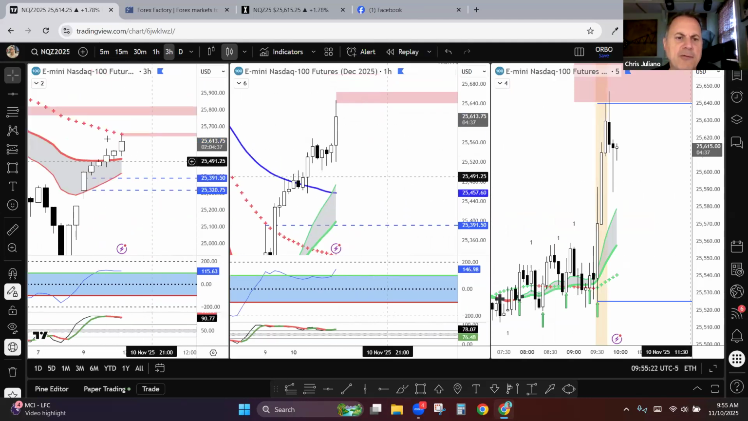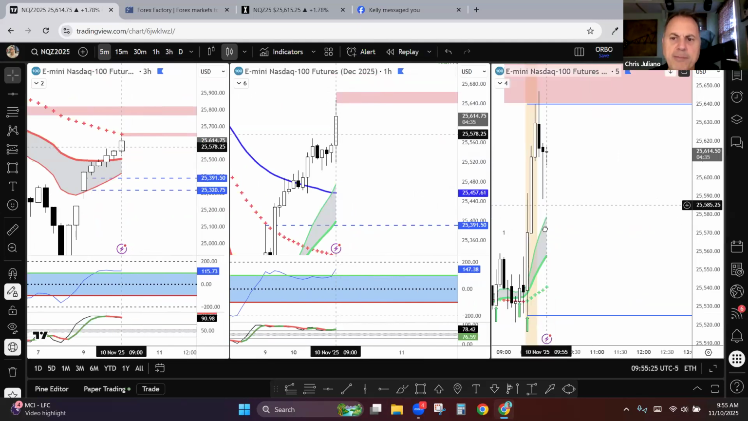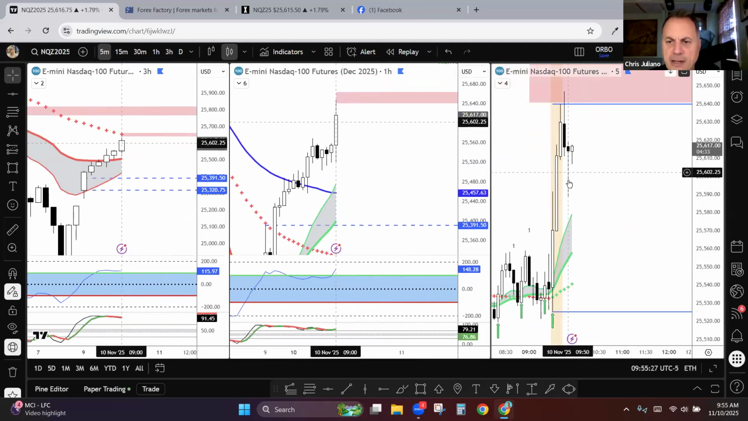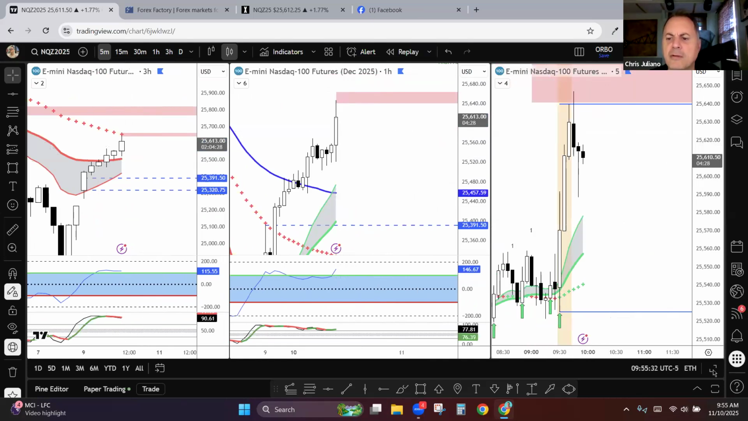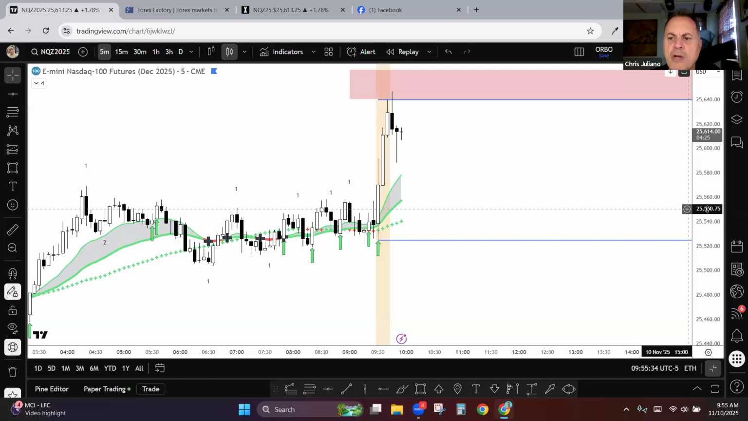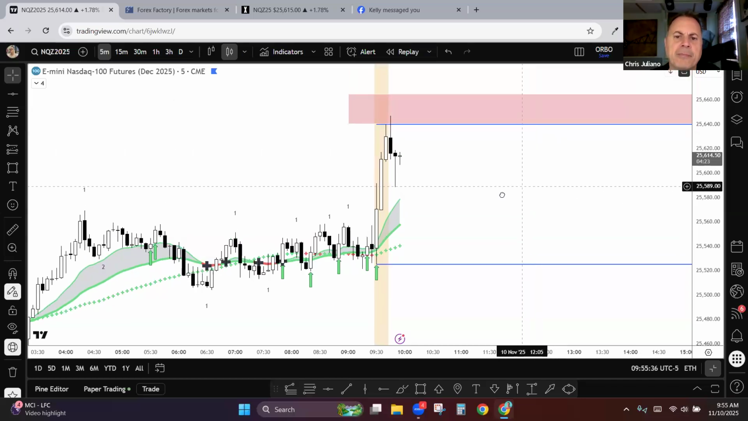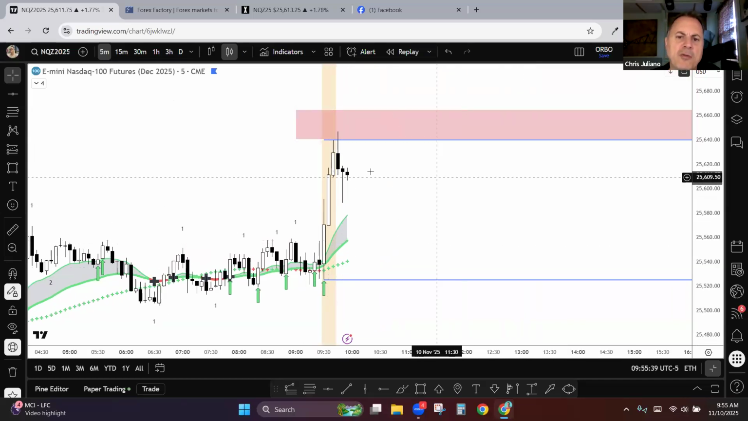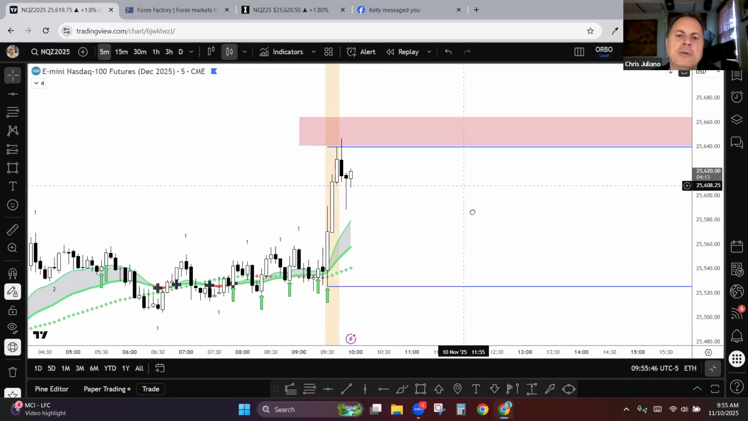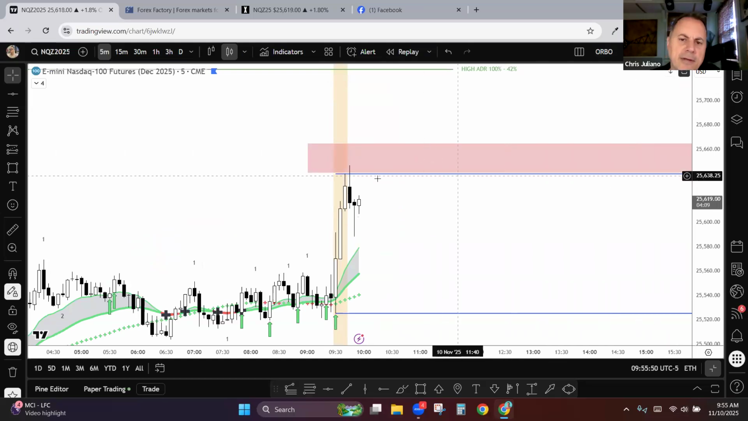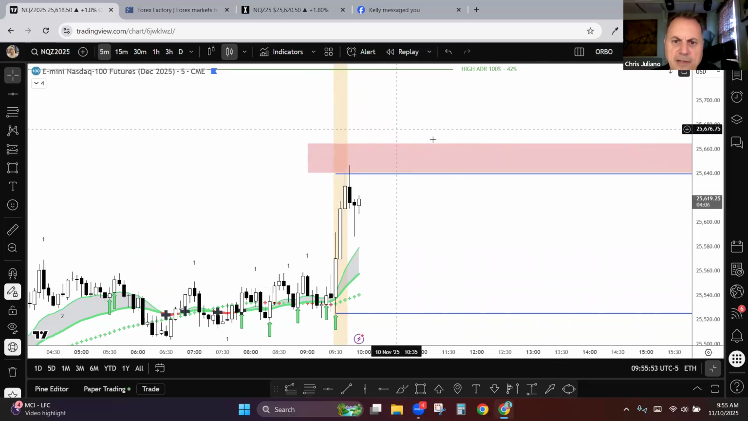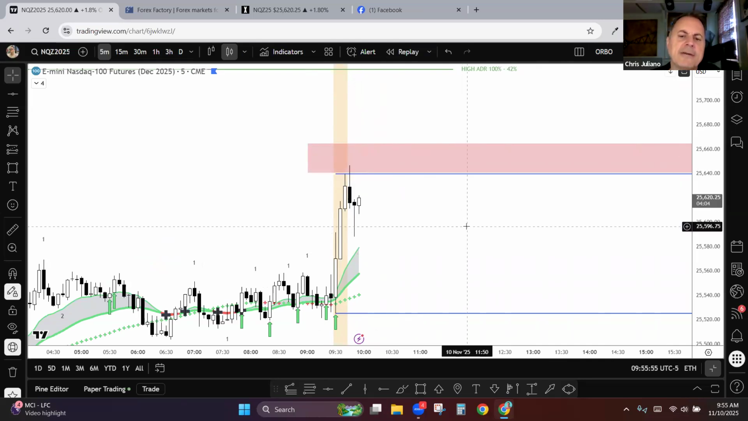NASDAQ hit the 3 hour 50 simple moving average, and it's bouncing back. Now, here's a nice bullish candle. We still got a bullish candle that formed the opening range. Nice bullish candle forms the opening range. We're just getting a pullback here. And we're kind of in limbo. And it's going to take a lot of heat, right? You're going to take a lot of heat on this one.